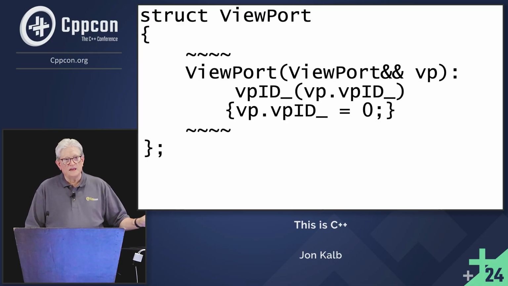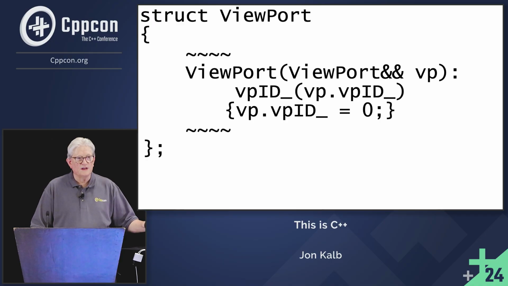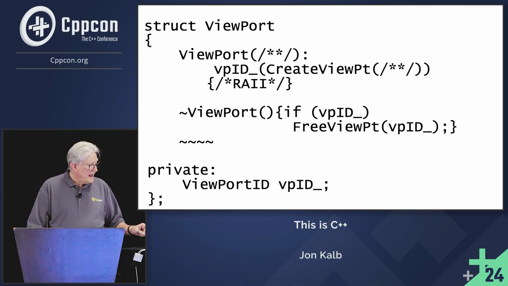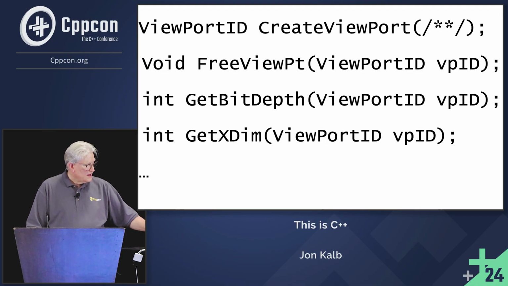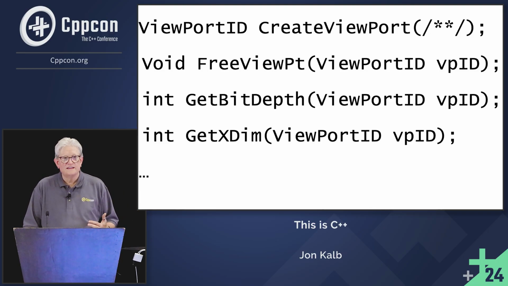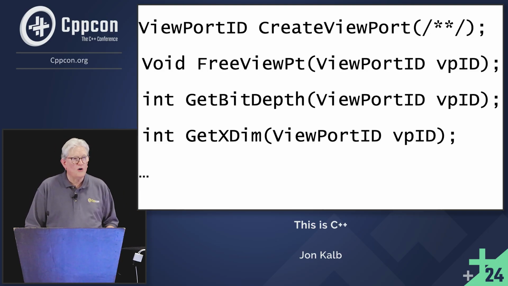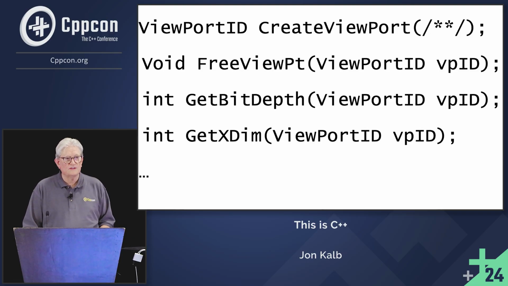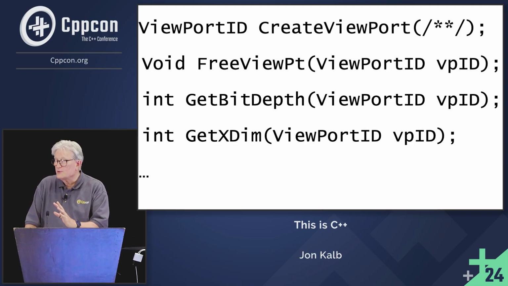But that does not meet the requirements of the standards committee. Why? Because what happens when we call get the X dimension on this? How do we do that? We don't have a viewport ID to pass into the operating system function. You see the problem? Everybody see the problem?